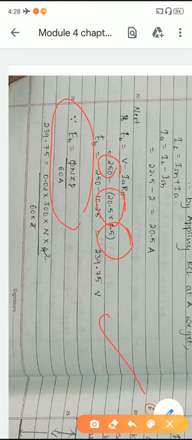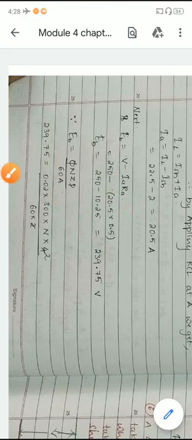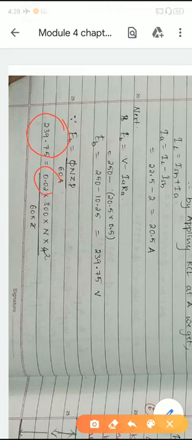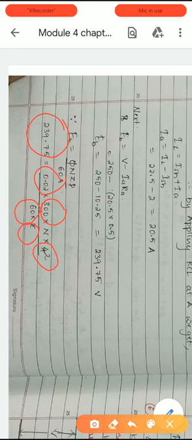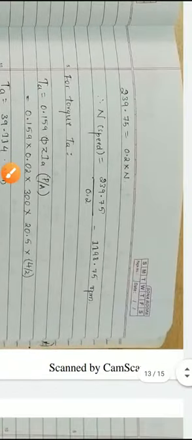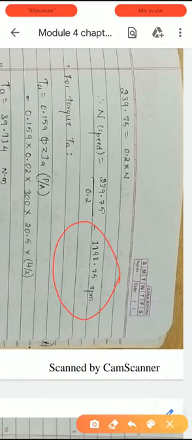Once we get the value of back EMF, then we can calculate speed using the equation of back EMF, phi Z N P divided by 60 A. Substitute the values of back EMF, phi 0.02, Z 300, P equals to 4, A equals to 2, because it is wave wound. Then we can easily calculate the value of N. N equals to 1198.75.